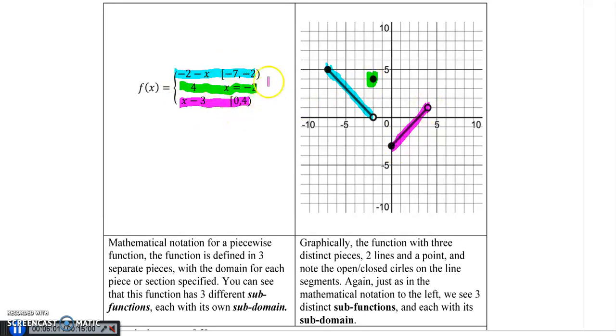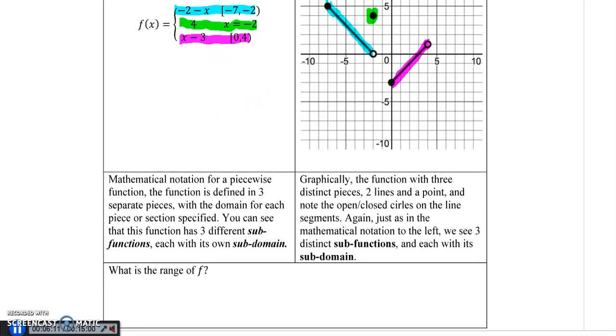So in all the problems that we do, these restrictions, the domain and interval notation, will all be domains, so x values. That's something to keep track of.